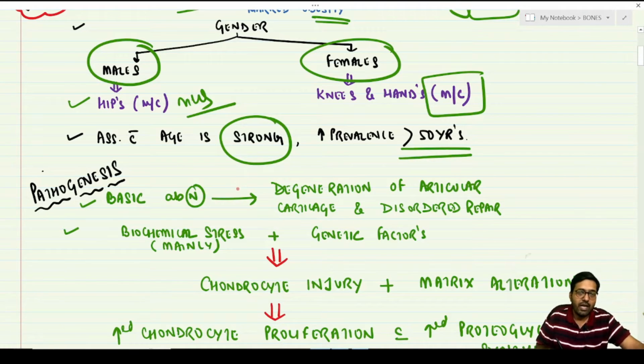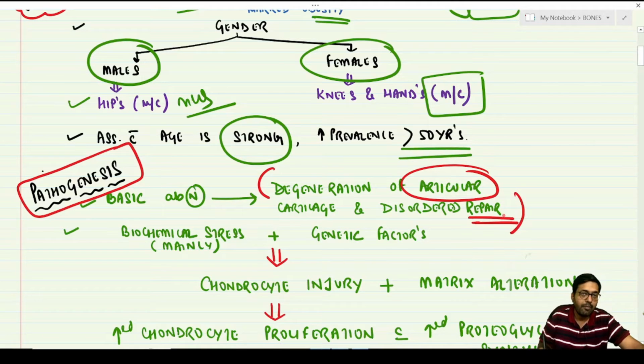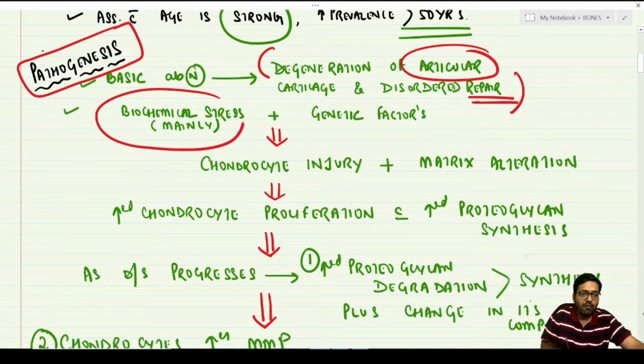Having discussed the introduction of osteoarthritis, and having known that this is basically a degenerative disorder of the cartilage, where inflammation does not have a very big role, with this concept in mind we are going to begin with the pathogenesis of osteoarthritis. The basic abnormality in osteoarthritis is not inflammation, unlike in rheumatoid arthritis. Over here, there is a degeneration of the articular cartilage and a disordered repair of the cartilage. So some problem is there with the cartilage. What is the problem? Let us try and understand. There is some kind of biochemical stress.